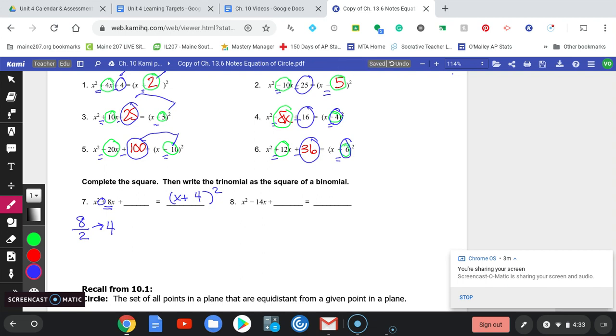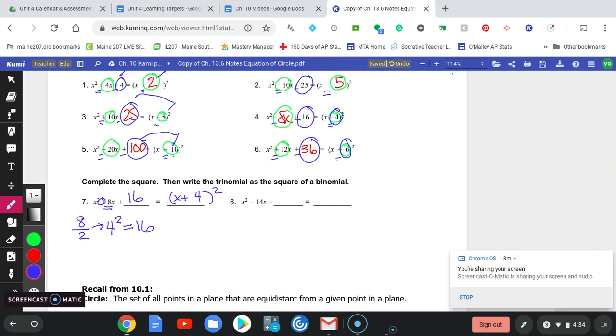And then we saw that the relationship between the number in the binomial and the constant term of the perfect square trinomial is the square. So if I take that 4 and square it, that gives 16. That's what I would have put up here on the line.